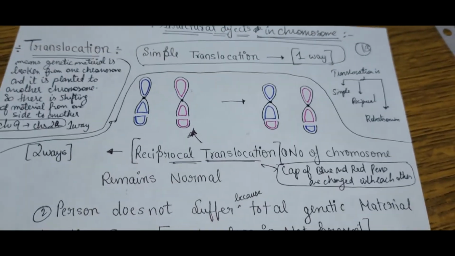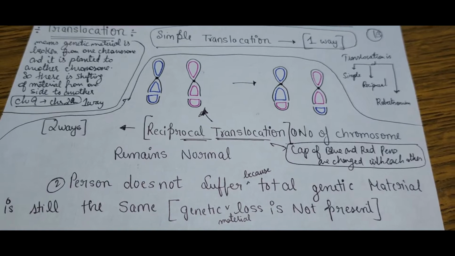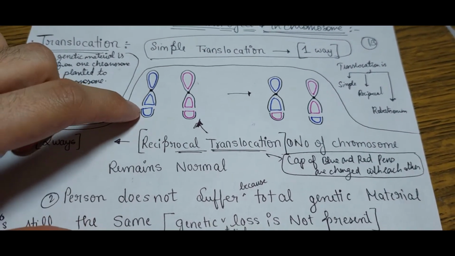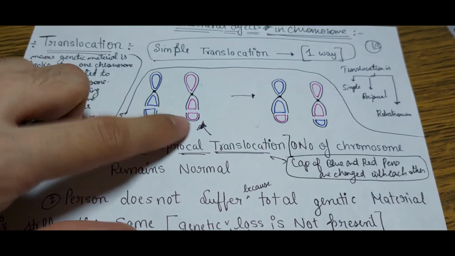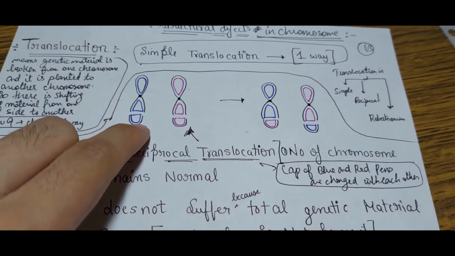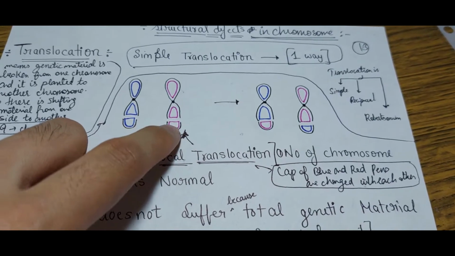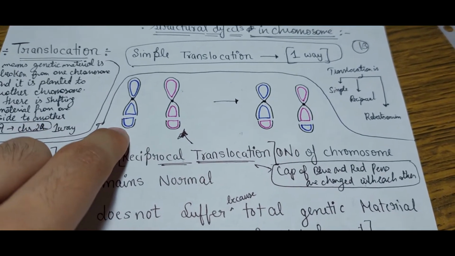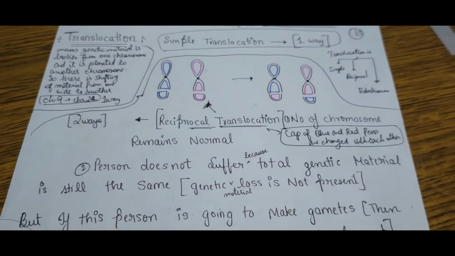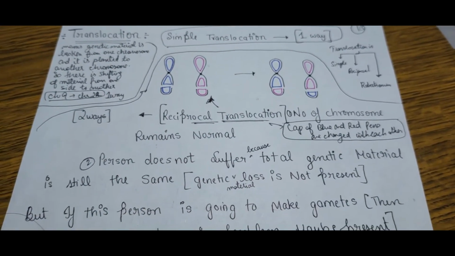The next type of translocation is called reciprocal translocation. To explain that, here I have an example. For example, this is a blue chromosome, this is a red chromosome. Both of them are going to exchange material. So for example, the blue cap is going to come on the red pen and the red cap is going to come on the blue pen, and so we will have such a result. This type of translocation is called reciprocal since it is two-way.